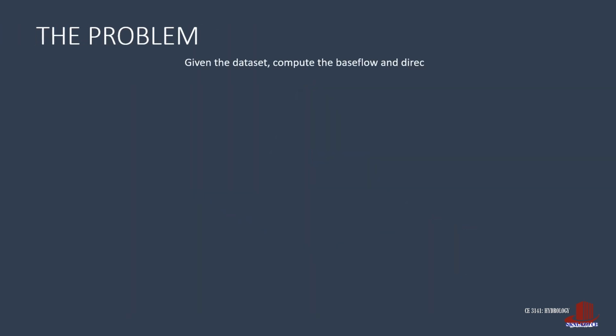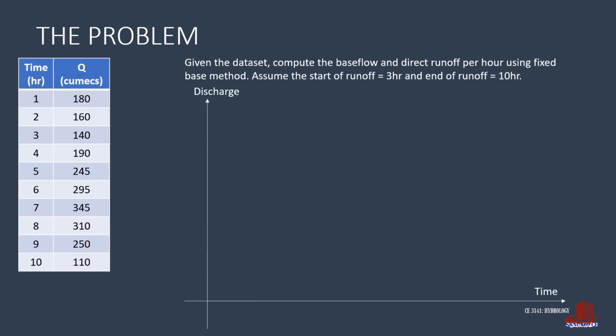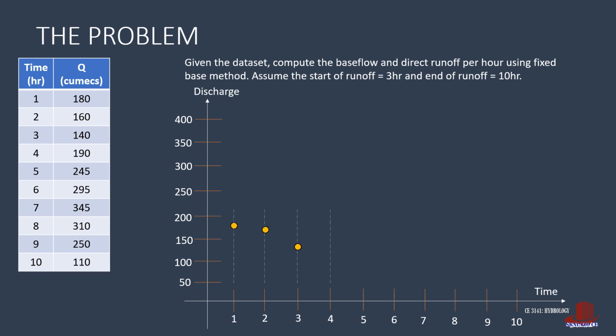Let's work on an example using this approach in base flow separation. Given the dataset, we are to determine the base flow and direct runoff per hour, or DRH, with assumptions that the start of runoff is at the 3rd hour and the end is on the 10th hour. With time given as per hour, it is best to place 1-hour intervals in the x-axis. The y-axis is discharge, where the highest is 345 cumex. So knowing this, we can place the proper intervals for the ordinates.